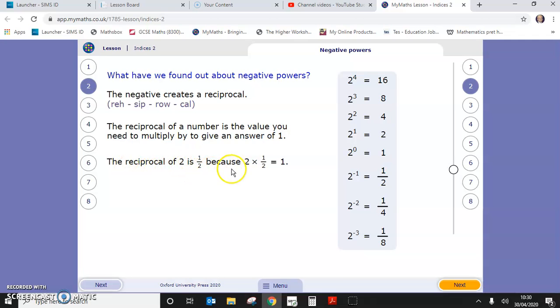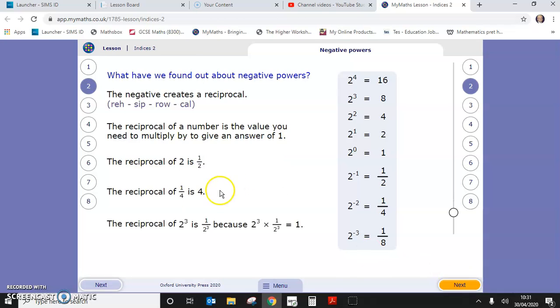So the reciprocal of a half, because 2 times a half equals 1. 2 times 1 is 2. 2 times 2 is 4. So the reciprocal of 2 to the power of 3 is 1 over 2 to the power of 3, because 2 to the power of 3 times 1 over 2 to the power of 3 would equal 1. So all we're doing is putting 1 over, and then the value that we're putting in is the positive version.